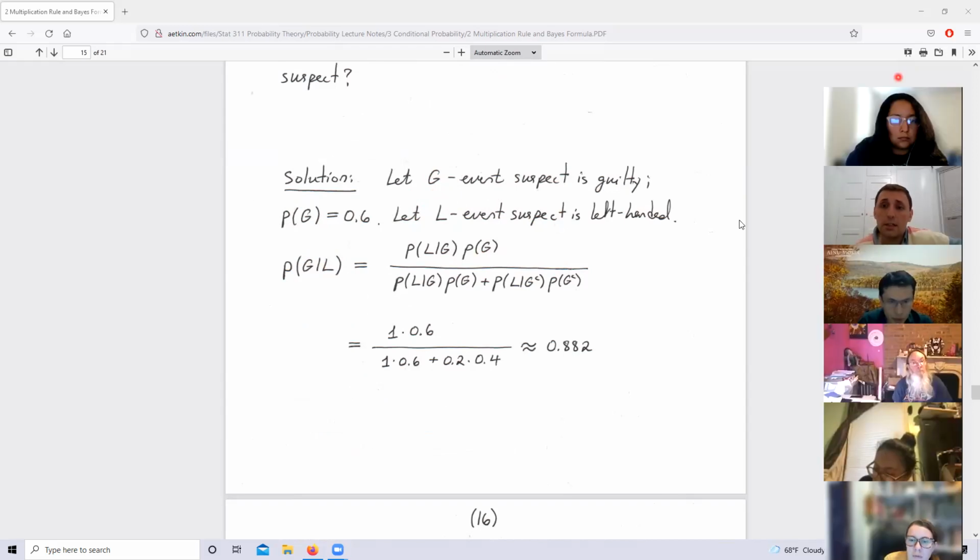Yes, given that. You understand what I mean by left-handed. Left-handed means the event that the criminal is using his left hand for most purposes. Right. So what's the probability? G means not just somebody guilty. G means that this particular man is guilty, given that the guilty person is left-handed. Clear?